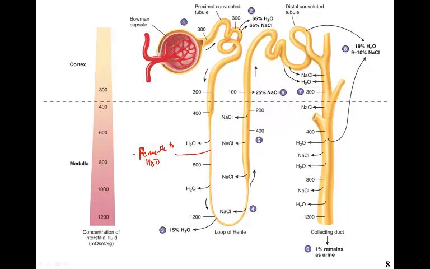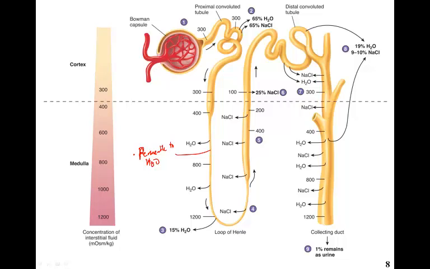So water flows out as the fluid flows down. But why does the water flow out? It's not super obvious that would happen. The reason is, and this is going to be quite important, so we'll explain why it happens later. But just for now, just be aware that the interstitial fluid of the kidney, so the fluid around the tubule, its osmolarity changes as you go from cortex to medulla.